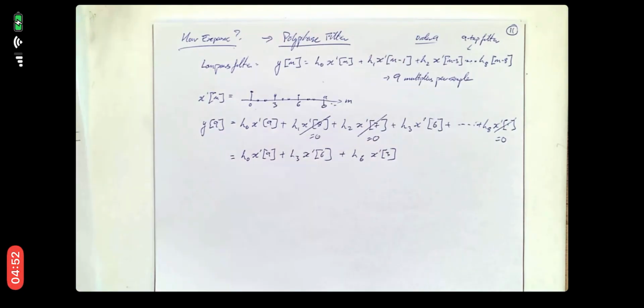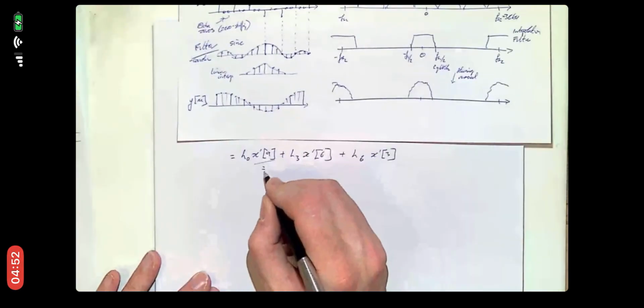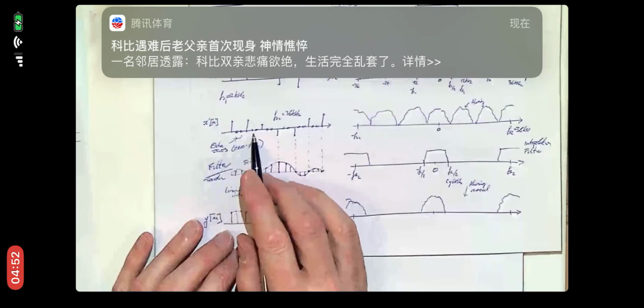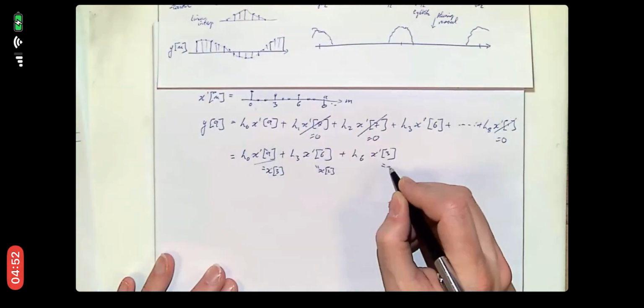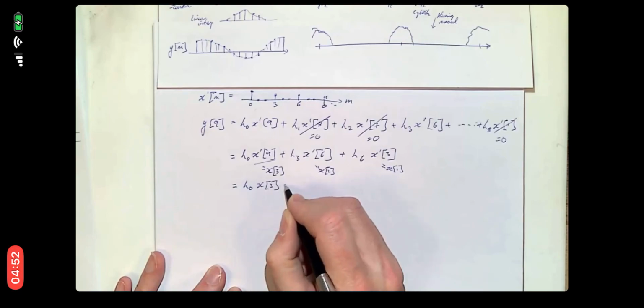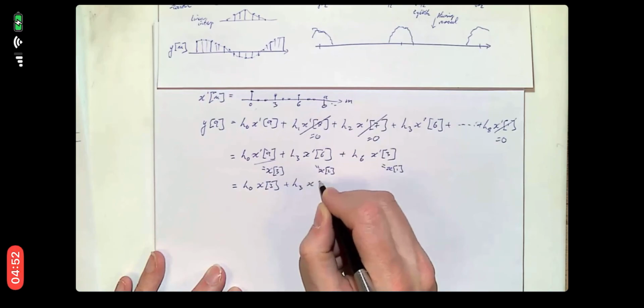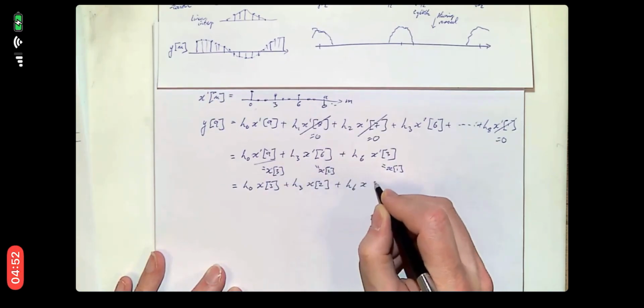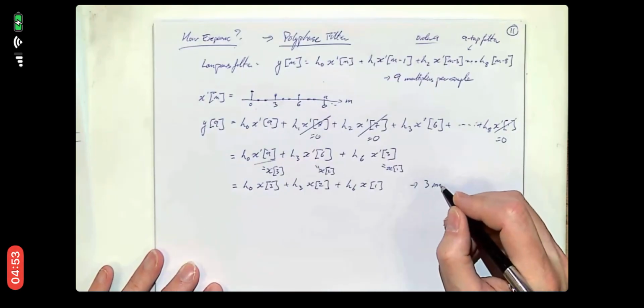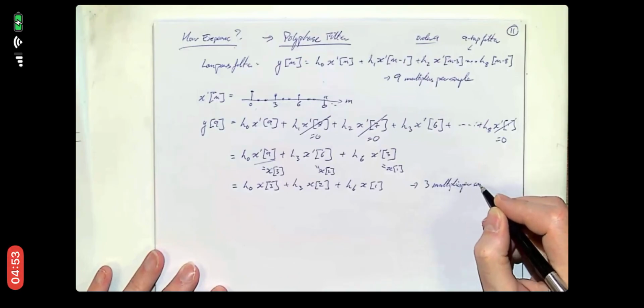And because from our previous slide, this one came from the very first sample of this one, so this x dashed of m here is actually equal to the original x of 3, because we've calculated 0, 1, 2, 3, 4, 5, 6, 7, 8, 9. We've only gone 0, 1, 2, 3. So that one's x of 2, that one's x of 1. So it's actually equal to h0 x of 3 plus h3 x of 2 plus h6 x of 1. So this now looks like 3 multiplies per sample instead of 9.